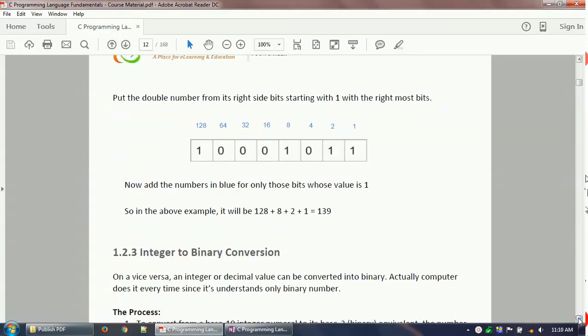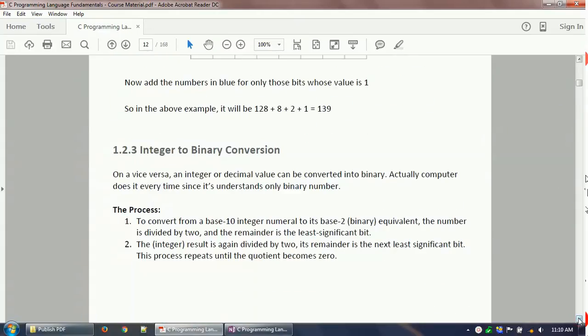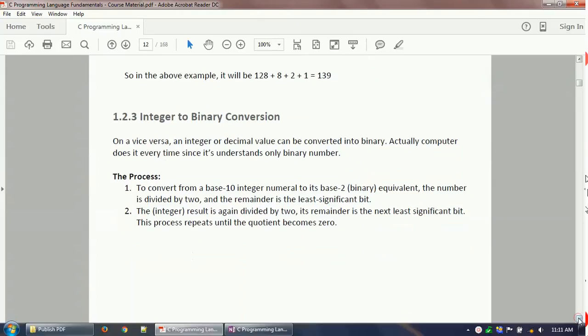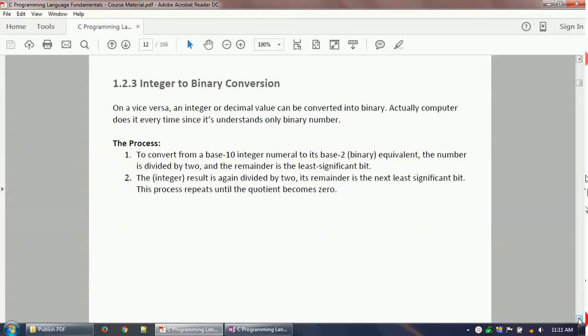So that's the way that you do the binary to decimal conversion. Now we are going the other way around. We have a decimal number, and how does the computer change it to a binary number which it understands? If I tell 139 to the computer, it doesn't understand it as a decimal number. But the computer changes the number to 10001011 to understand that this is the binary representation of the decimal value 139.